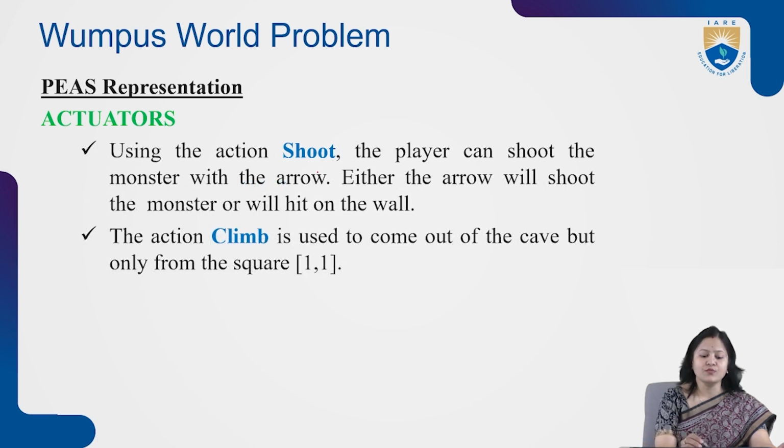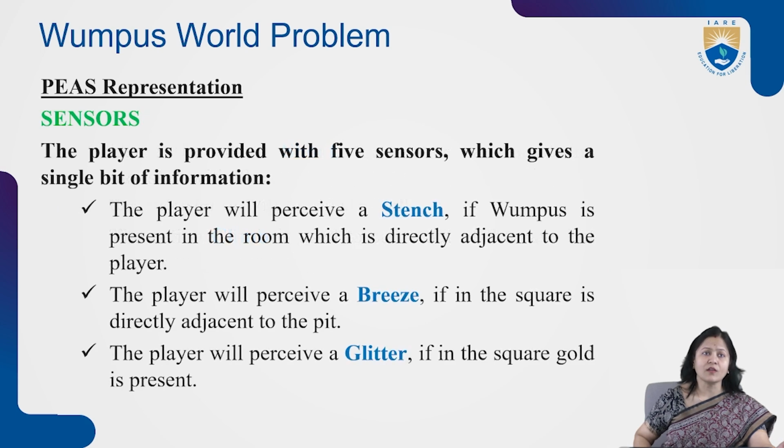And shoot operation, using the action shoot, the player can shoot the monster with the arrow. Either the arrow will hit the monster or it will hit the wall. Either one is possible. And climb operation, using the action climb, it is used to come out of the cave but only from the square 1,1. This is a constant again. Whenever he grabs the gold from the room inside the cave, then he can come out safely. But while coming out, he has to pass through the same square from where he started, that is nothing but the initial point 1,1. So these are all the actions that can be performed by the player or the agent.